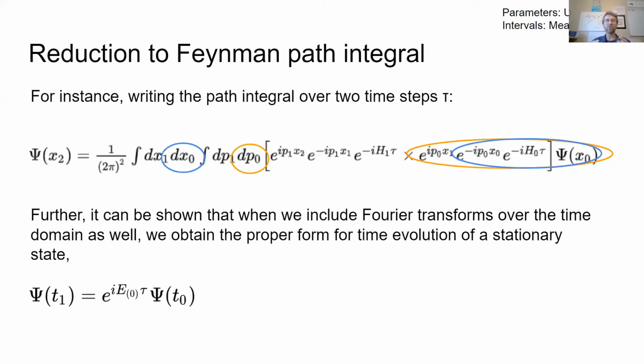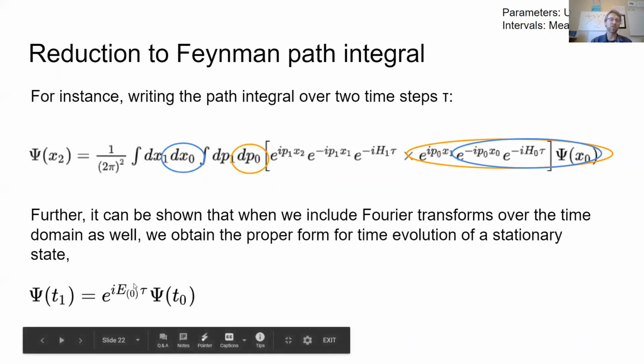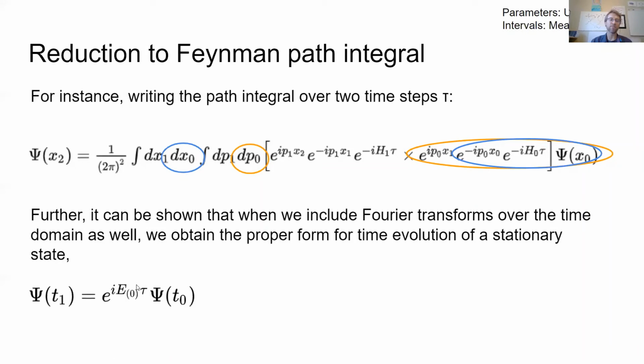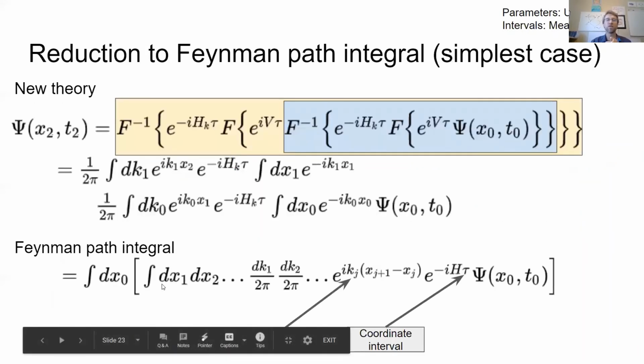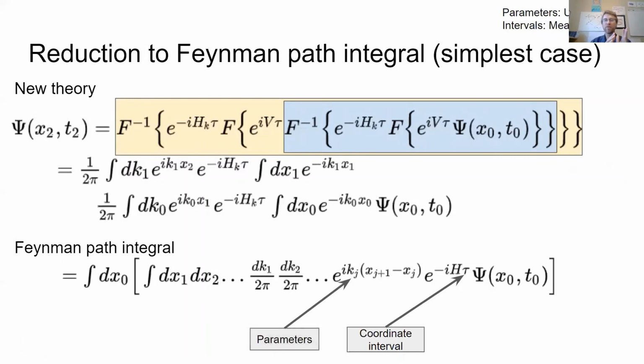And so time and energy have a similar relationship here. And if we do the same process here with time and energy, we get just what we expect for the time evolution of a stationary state, e to the i times the energy times the time step. So all of this brings us to a very direct connection between the Feynman path integral in the case of time slicing and a recursive set of Fourier transform, inverse Fourier transform steps.